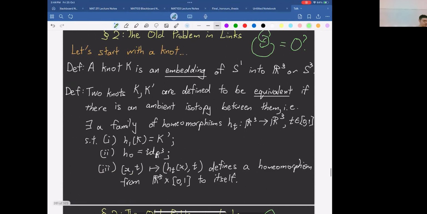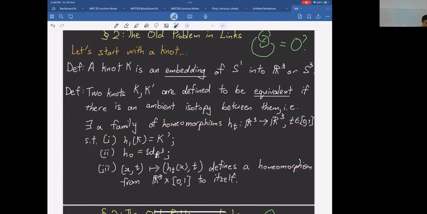And how do we talk about two knots being equivalent? We say that two knots are equivalent if there's an ambient isotopy. What does ambient isotopy mean? It is a family of homeomorphisms. What is a homeomorphism? Homeomorphisms are continuous bijective functions. The function has to be continuous, it has to be bijective, and not only that, the inverse has to be continuous as well. So what are the three properties here?